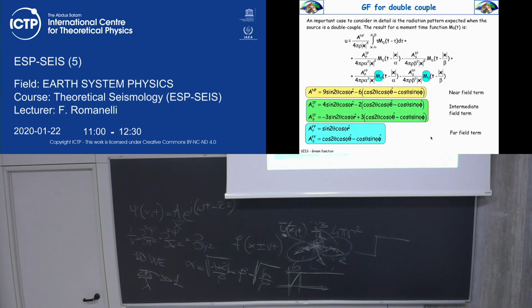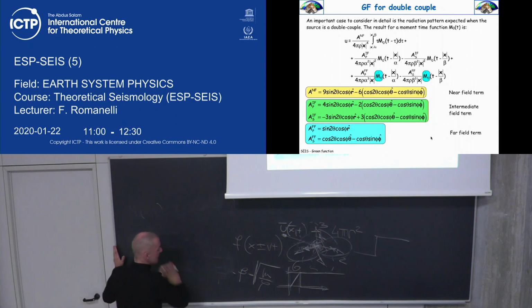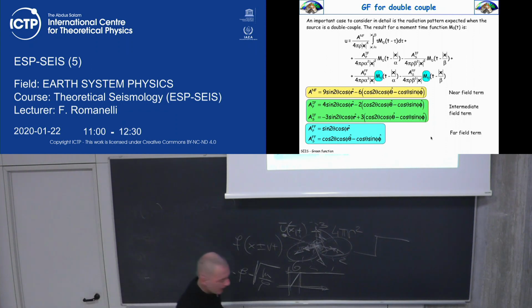Radiation patterns. What are these angles here? These are nothing else than direction cosines that we have to use to specify our position. I'm sorry for you, this is called theoretical seismology. Yes. That's it. That's mine.